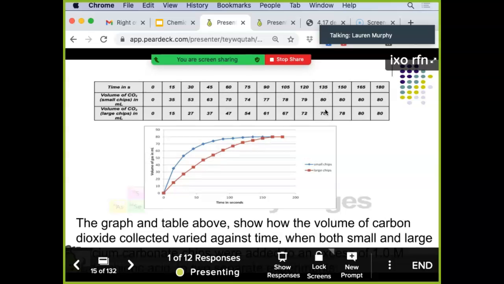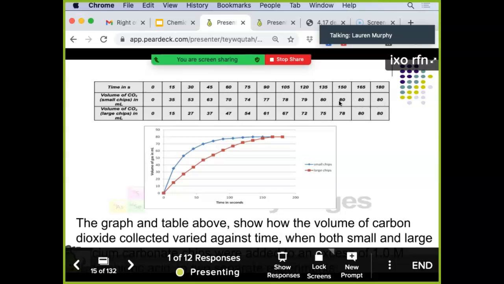But then even if you look at the actual data table, so if you look at 120, you had 79 milliliters of gas. At 135, you had 80, and then 80, and then 80, and 80. So the small chips stopped around 135 seconds. That reaction was finished. Whereas at 135 seconds and on, the red chips, the bigger ones, were still making gas. So the red ones didn't start being consistent until 165. So about a 30-second difference of the reaction being over.